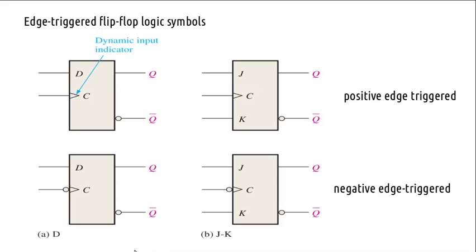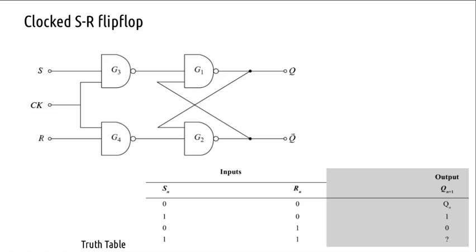Right. So we continue with this thing. So we saw triggering, positive edge triggered and negative edge triggered. Then we saw clocked flip flop.